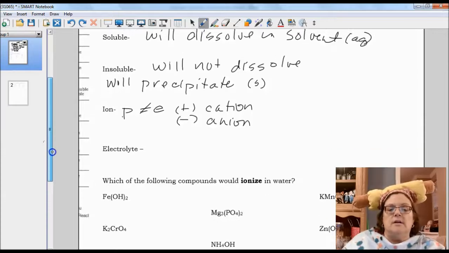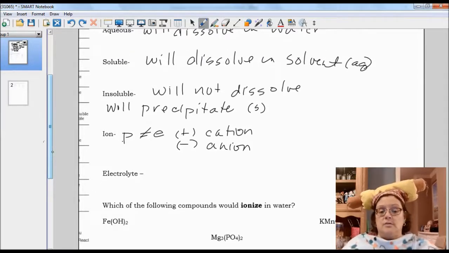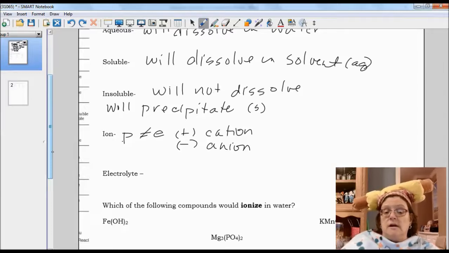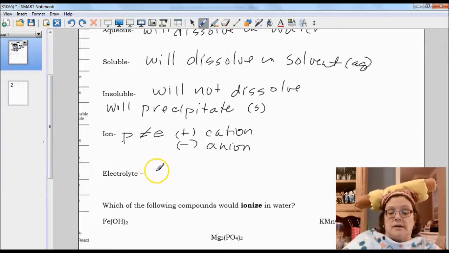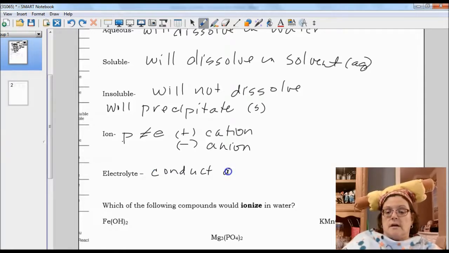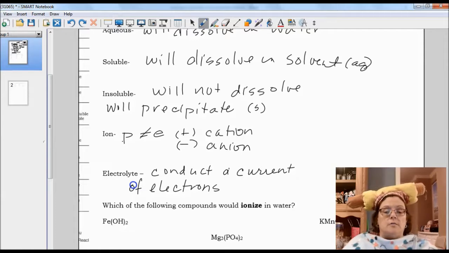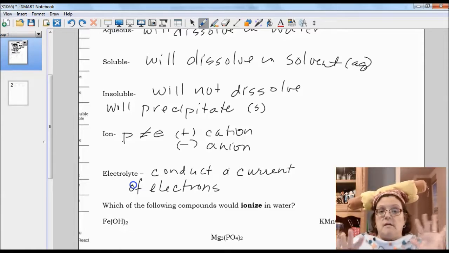Another term here is electrolyte. You've heard of electrolytes when you hear people talk about Gatorade. Electrolytes are salts that are dissolved in water. But the reason they are special is because they will conduct electricity. They will conduct a current of electrons. If you put salt in water and you run electricity through it, it will go through the water. If you have distilled water, though, that has no substances dissolved in it, not going to run electricity through it.